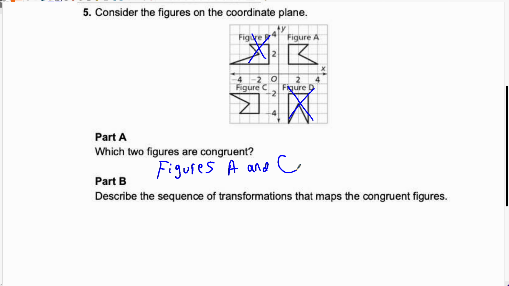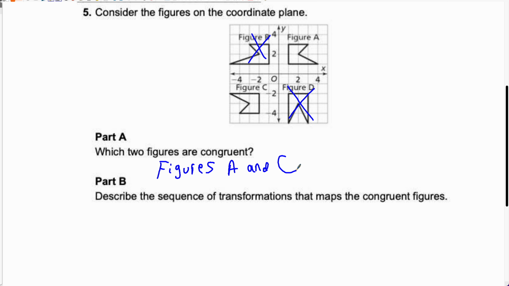All right, so then it says describe the sequence of transformations. Is there only one right answer for this? There's lots of ways that you can manipulate figure A to get it onto figure C. When I grade tests like this, whatever you write, I have to check it and see if it works, because you might have a totally different way of doing it than I came up with or than your classmates came up with, and that's okay. I'm not looking for the one right answer. I'm looking for a right answer.